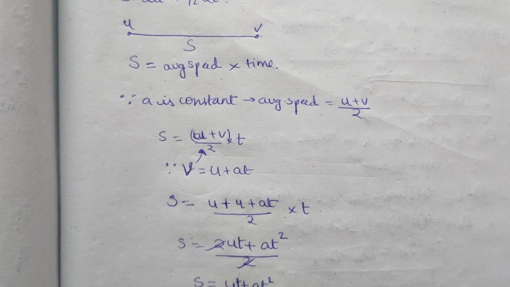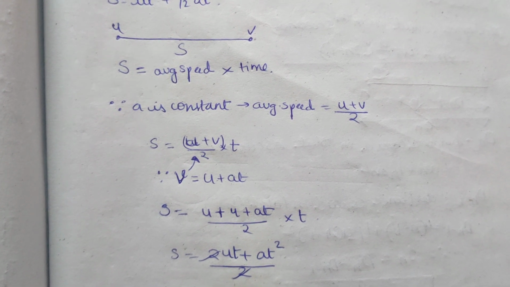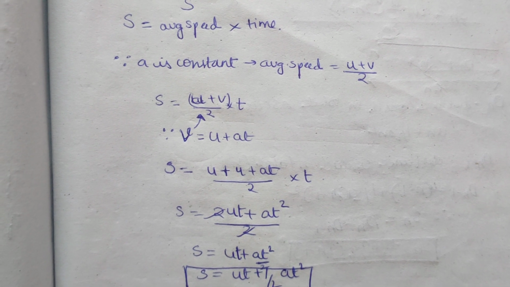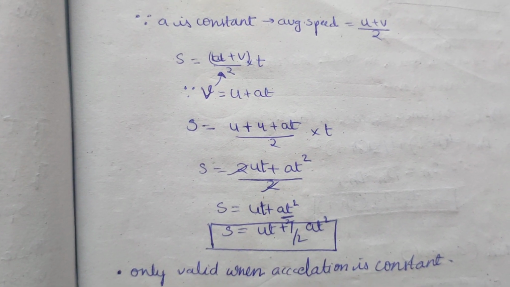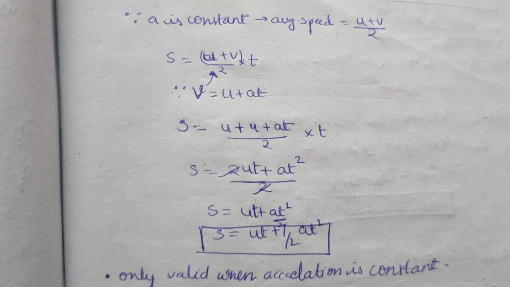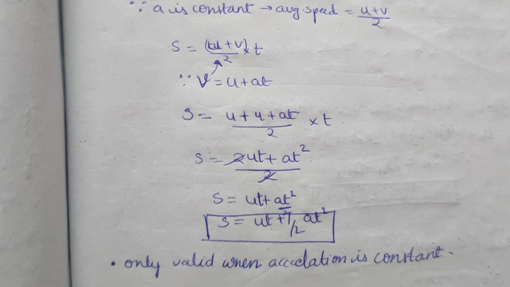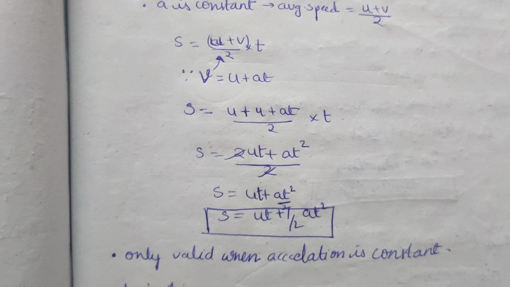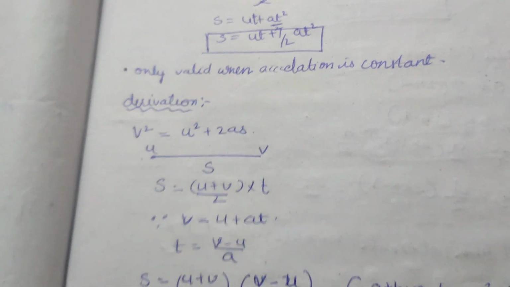Here instead of v we will substitute u plus at. So we'll get s equal to u plus u plus at by 2 into t. Then we'll get finally 2ut plus at square by 2. Then s equal to ut plus at square by 2. Or we can write s equal to ut plus half at square. Only valid when acceleration is constant.